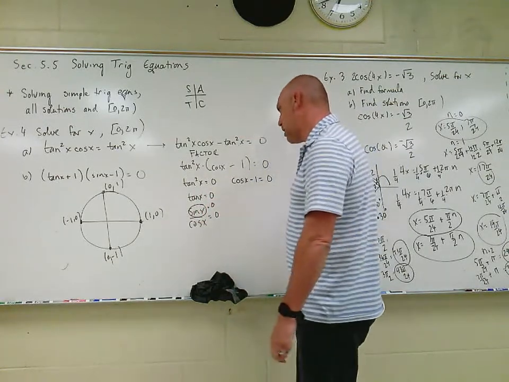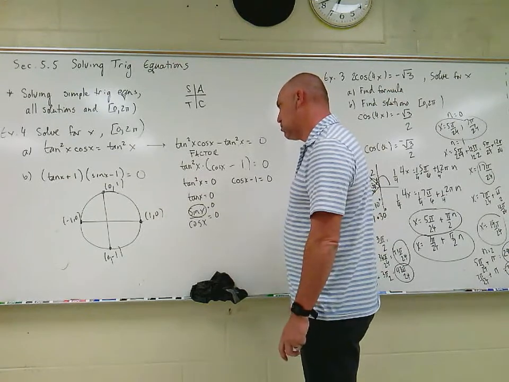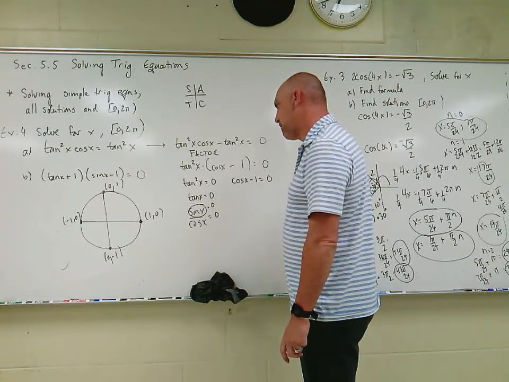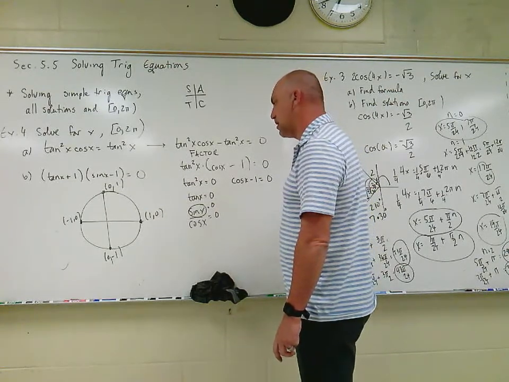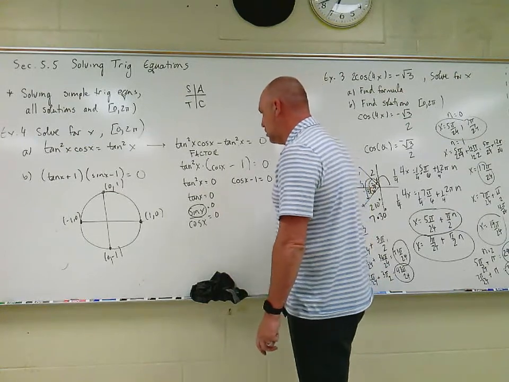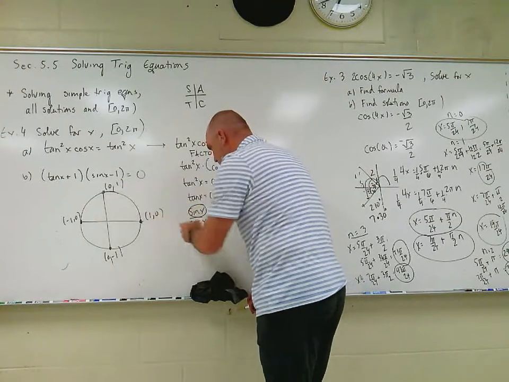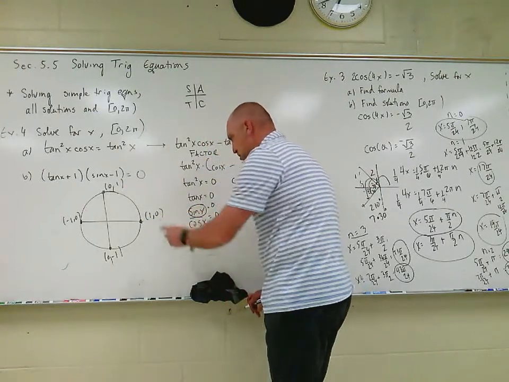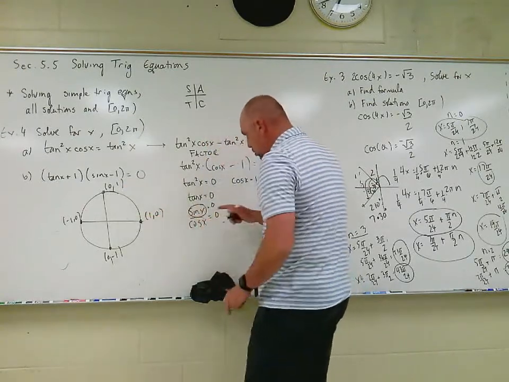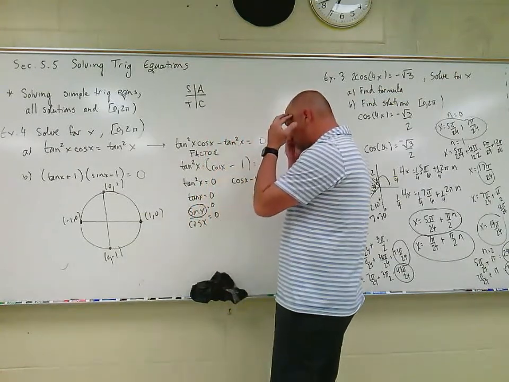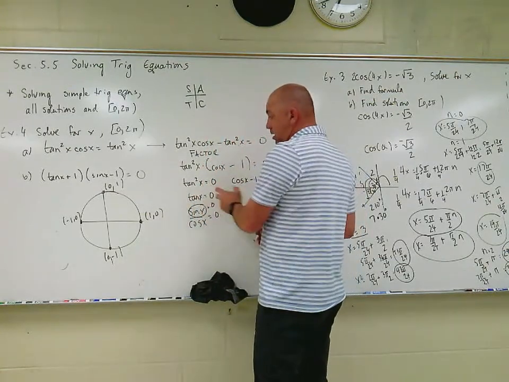So now, at what angles is sine 0? (0, 1), (0, -1). What angle is that? 90. No. Where is sine 0? Sine is the y, not the x. Where is sine 0? You're trying to figure out at what angle am I going to get the answer 0?